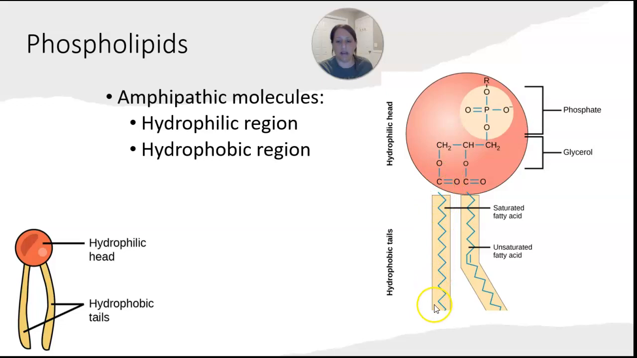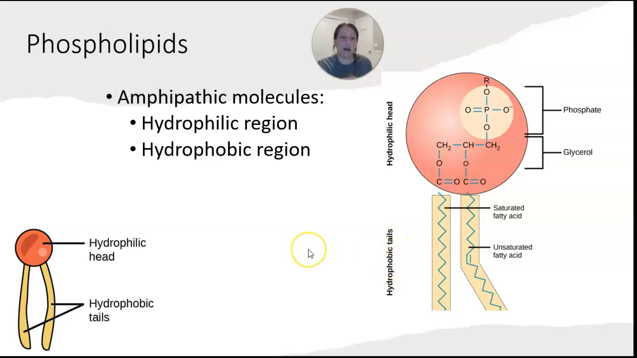And so here's one fatty acid. This is a straight chain saturated fatty acid, all single bonds between these carbons. And this second fatty acid tail happens to have a double bond, which makes it unsaturated and bent. Notice the shape there. We'll come back to that. These two tails are just made up of carbon and hydrogen, which are nonpolar, right? And so these tails will be hydrophobic.